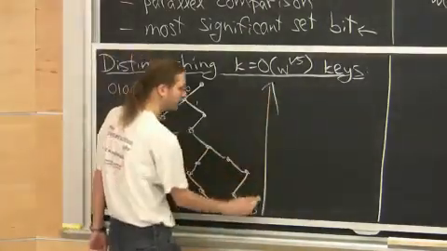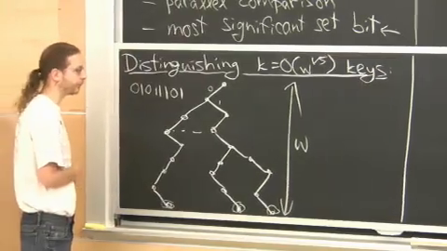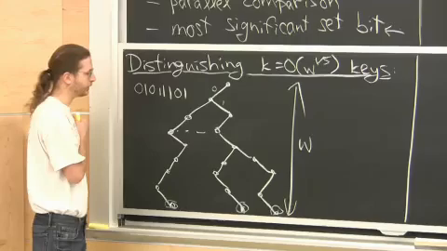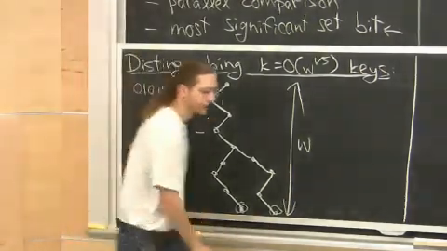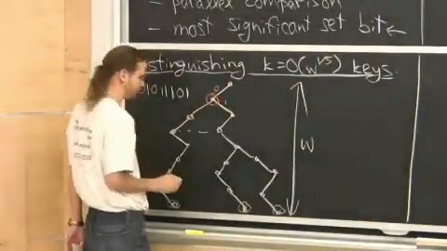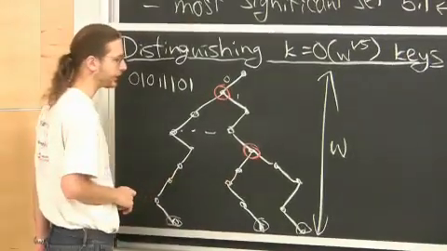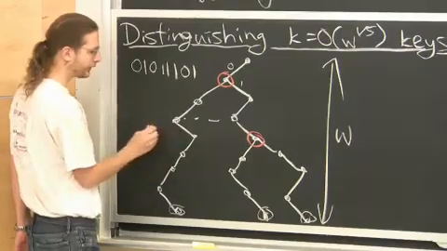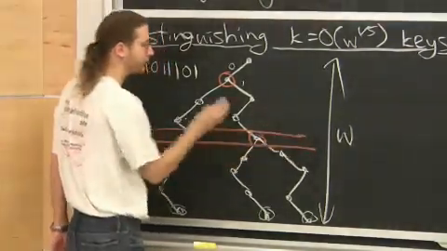So this is a tree of height w, because each of the keys has w bits. So maybe k is 3. And those are your 3 keys. Okay, the idea is, look at the branching nodes. So you've got a branching node here and a branching node here. Because there's 3 leaves, there's only going to be 2 branching nodes. And so the idea is, I really only care about these 2 bits, or it would be enough to think about these 2 bits.